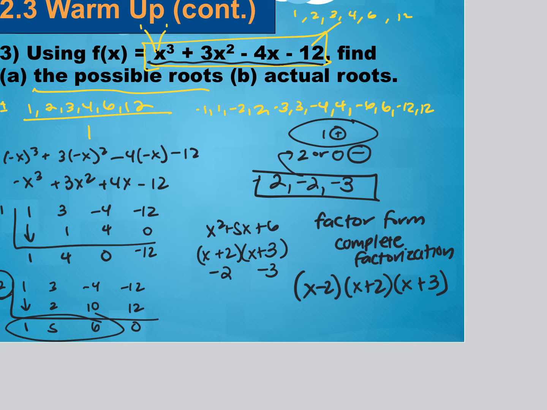If you get a 0 as your remainder. Yes, that's what we did. That's what I would strongly recommend you do.